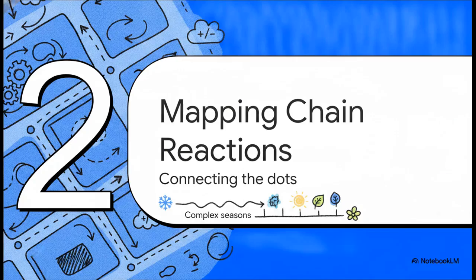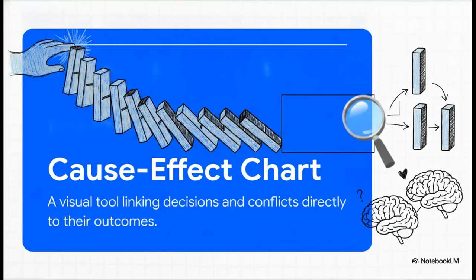And honestly, it's our job to track these seasons and understand how one flows right into the very next. That brings us to Section 2, mapping historical chain reactions, connecting the dots of the past. So, to build our historical reasoning skills, we actually need tools to map out these complex seasons.